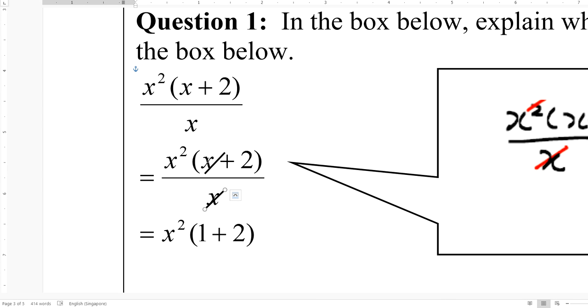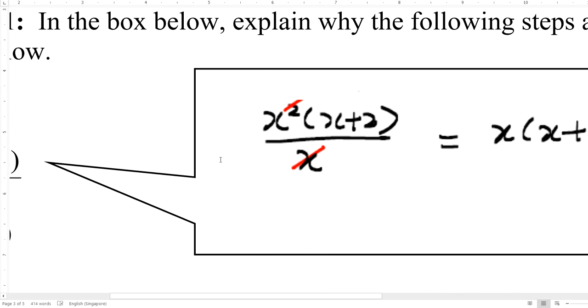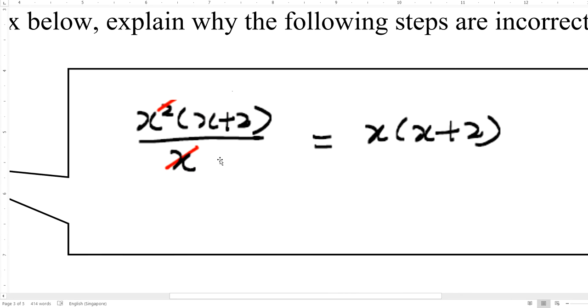Because in the numerator, this x inside the bracket is not a factor. Rather, this is how we should be doing it. We should be dividing both numerator and denominator by x. That's why in the numerator we've got x squared, which is simply x times x. When I divide it by x, I'm left with simply x. My final answer is x times x plus 2.